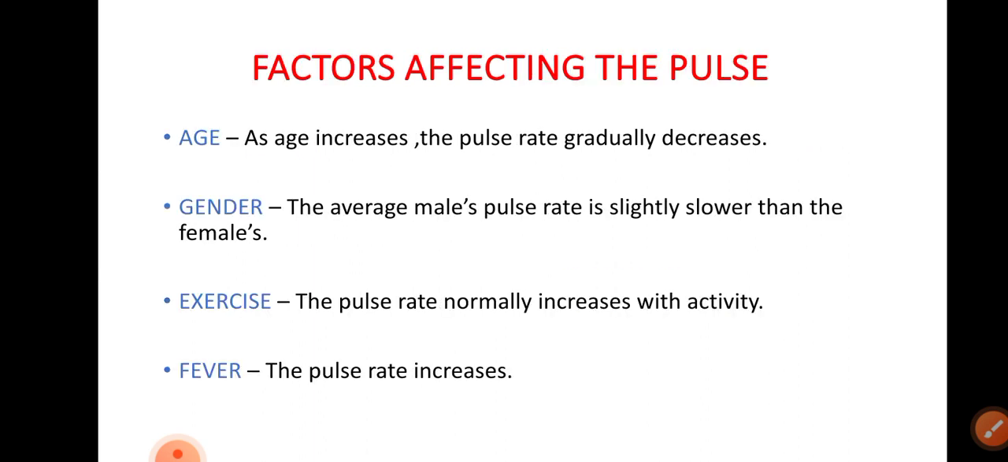Here are certain factors which affect the pulse. First one is age. As age increases, the pulse rate will gradually decrease. The second one is gender. The average male's pulse rate is slightly slower than the female's. Third one is exercise. The pulse rate normally increases with activity. And the fourth one is fever.